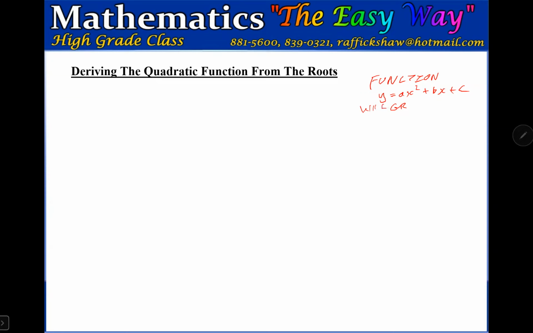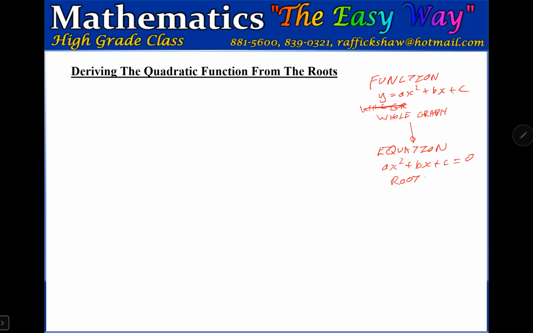I don't want to erase, so let me just mark this out. The function is for the whole graph. So the function gives you all points on the graph. Then from the function, you can get the equation. The equation is when you put the expression, with the same values as in the function, equal to 0. And what does the equation give you? It just gives you the two roots alone.